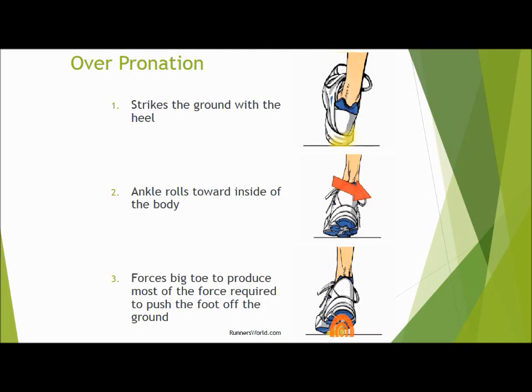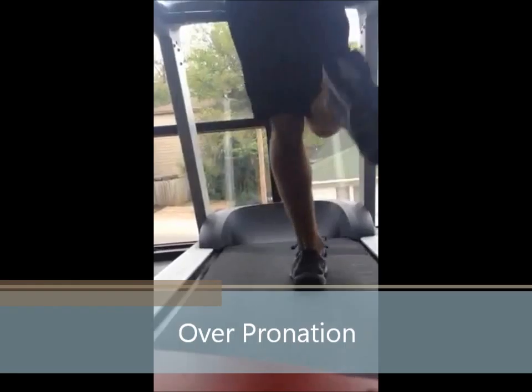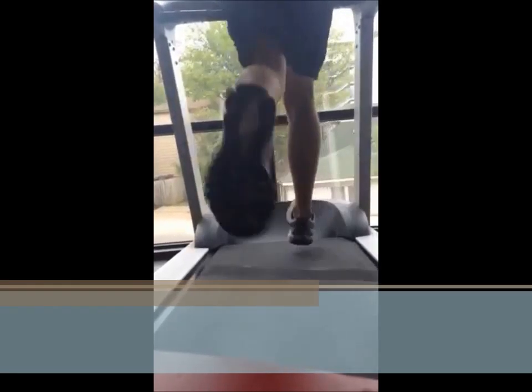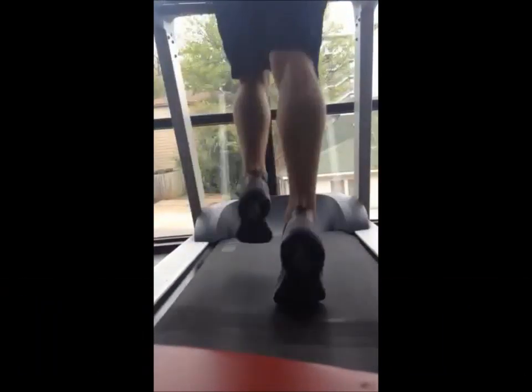The runner who overpronates will strike the ground with the outside of the heel. However, when the foot rolls forward, it rolls more than 15% inward, causing the ankle to roll inward as well. This means the foot and ankle have problems stabilizing the body and absorbing impact. The runner is then forced to push off the ground, primarily using the big toe. Here's an example of a runner who overpronates. Watch how the ankle slightly rolls inward on impact.